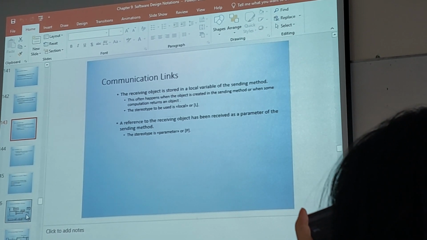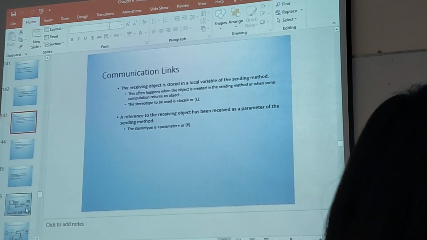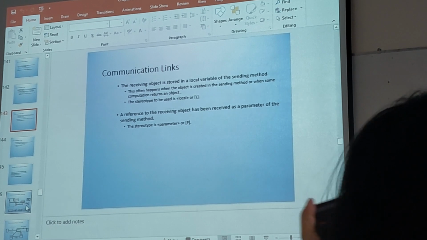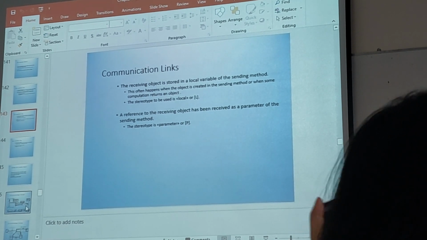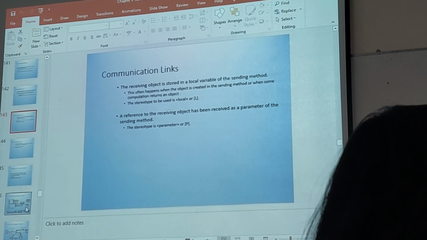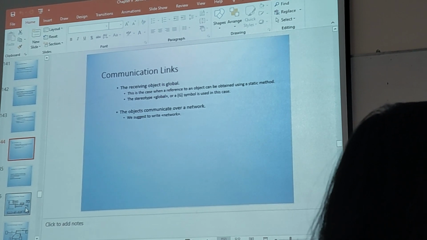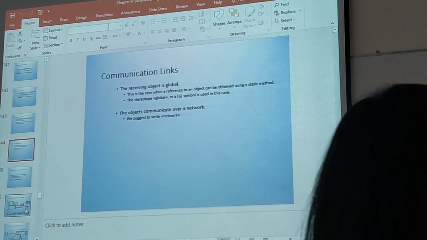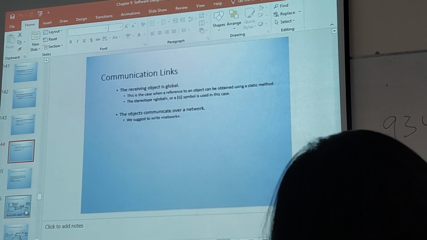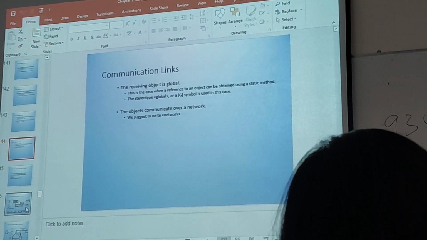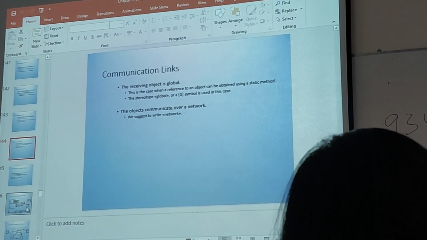And then a reference object is received as a parameter of the sending method, and is labeled as parameter or P. G means that this object is global. If the object communicates through a network, then you need to put the stereotype network.